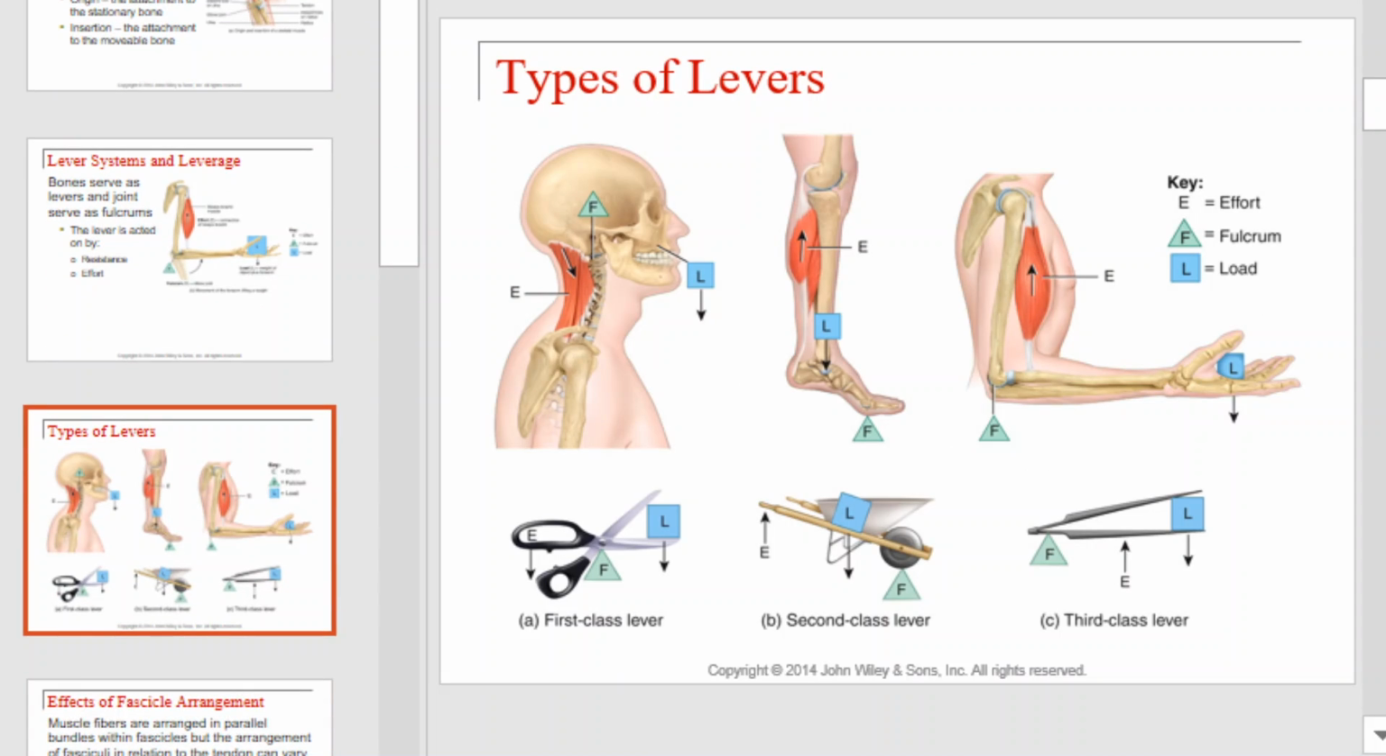There are three different types of levers that we find in the human body. First, second, and third class levers, each illustrated here. The first class lever is similar to a pair of scissors, where the fulcrum sits directly between the effort and load. The second class lever is much like a wheelbarrow, where the fulcrum is in front of the load and the load is in front of the effort. The third class lever is much like a pair of forceps or tweezers, where the fulcrum is behind the effort and the load.